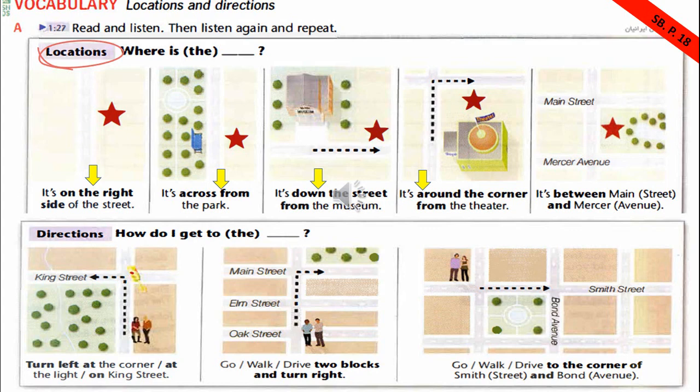How do I get to the cinema, to the park, to the school, okay? Now, the man and the woman here are talking. How can I get to? So, the answer here, turn left, okay, at the corner, at the light, okay, on King Street.